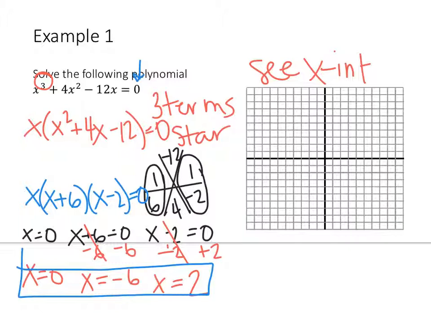Later, next month, you're going to have to start graphing polynomials. So just to show you, these solutions are all their x-intercepts. So I have an x-intercept at 0, an x-intercept at -6, and an x-intercept at 2. So when we start graphing, we would know that this polynomial would look something like that.